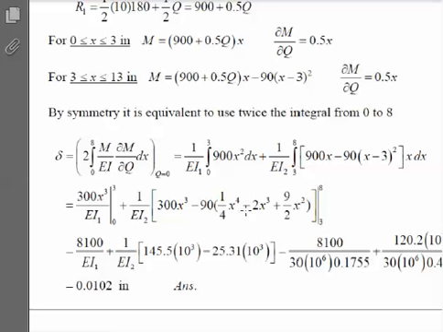So we have a 1 over EI1, the small one, integrating from 0 to 3, where our moment equation applies. And our moment equation is simply 900x, because we set q equal to 0. So 900x times 0.5x should give a 450x squared. Let's see. 900x squared, but then times the 0.5. Where did the 0.5 go?